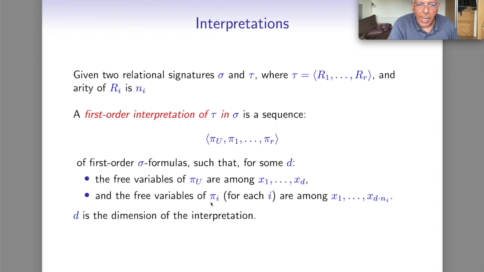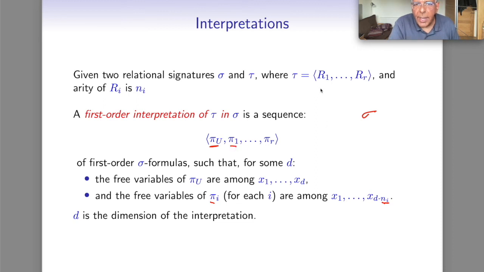The free variables of pi I are x1 up to x d times n sub I, where n sub I, remember, is the arity of R i. We call d the dimension of the interpretation. So the idea is the following. In a sigma structure, this defines some set of d-tuples, which we will take to be the universe of a new structure.